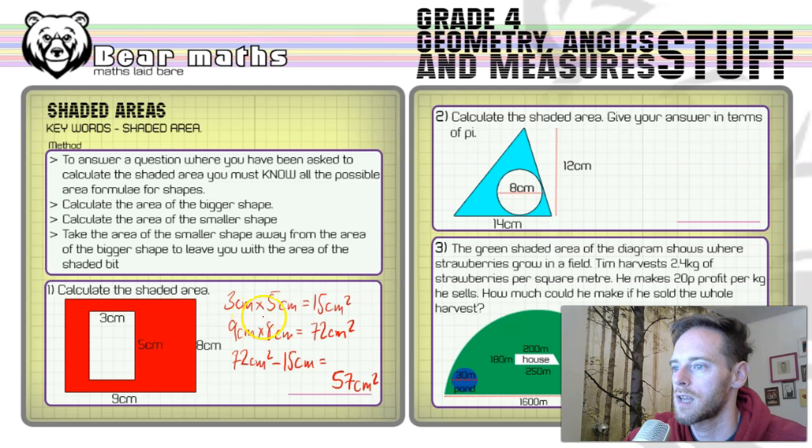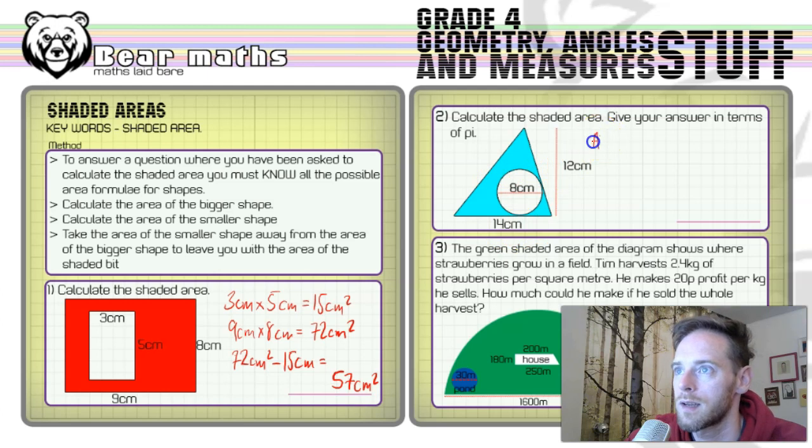Let's have a look at the second question then. Calculate the shaded area, give your answer in terms of pi. We don't need a calculator for this because we have to give our answer in terms of pi. This is understanding how to calculate the area of a circle and how to calculate the area of a triangle. First, using my method, calculate the area of the bigger shape. The bigger shape is the triangle, 14 multiplied by 12.